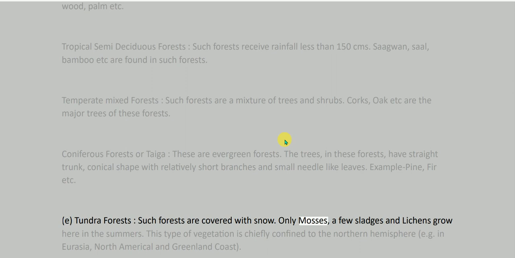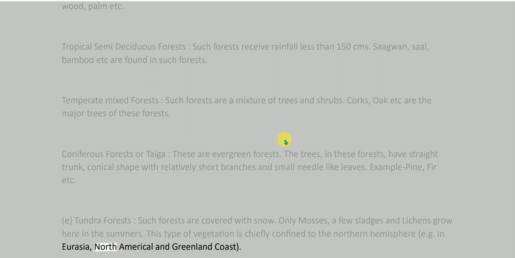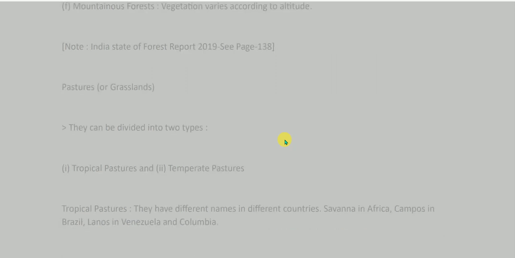Tundra forests. Such forests are covered with snow. Only mosses, a few sedges and lichens grow here in the summers. This type of vegetation is chiefly confined to the northern hemisphere, e.g. in Eurasia, North America and Greenland coast. Mountainous forests: vegetation varies according to altitude. Note: India State of Forest Report 2019, see page 138.